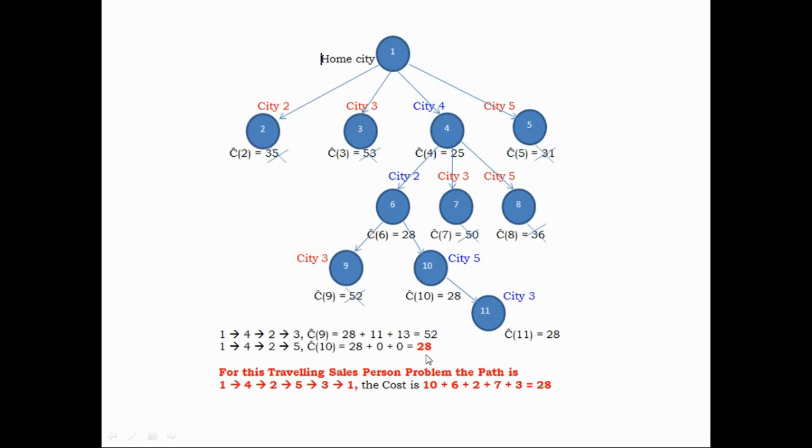That is, we travelled from 1 to 4, 4 to 2, city 2 to city 5. The leftover city is nothing but 3. Once again we are going back to city 1, which is nothing but the travelling salesperson problem. For this problem, the path is 1 to 4, 4 to 2, 2 to 5, 5 to 3, 3 to 1. These are all the costs given in the actual problem, that is the matrix we took at the beginning. From that the distance is calculated. Finally the distance here is 28.